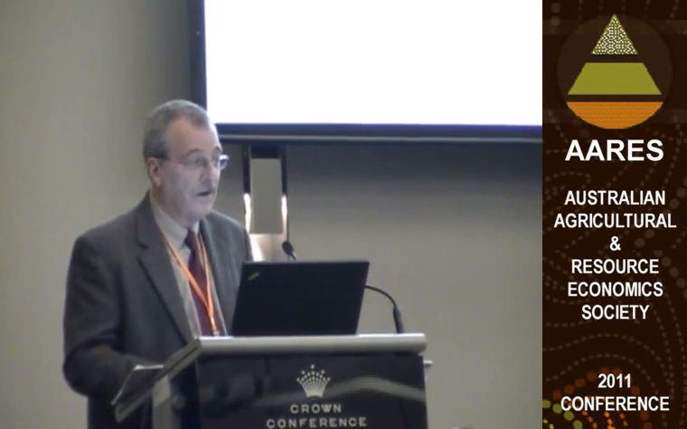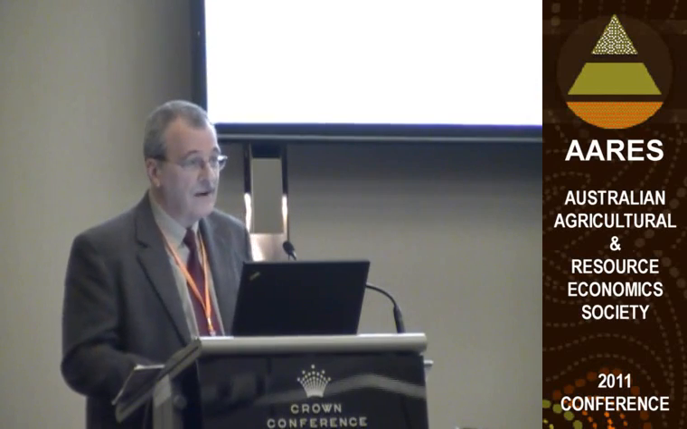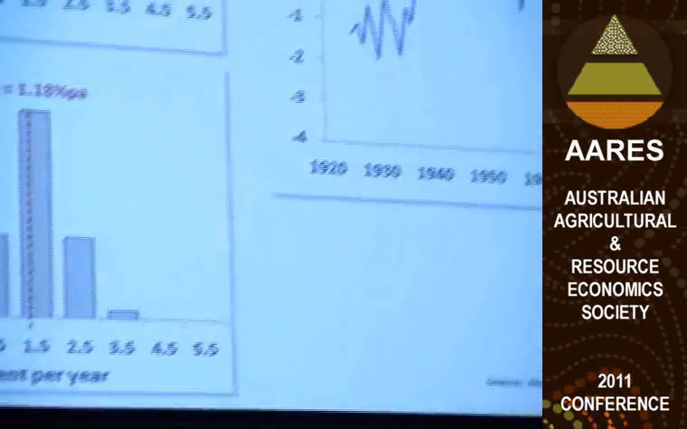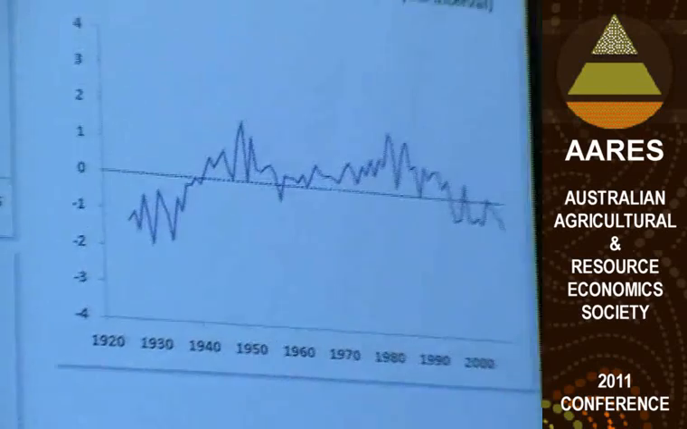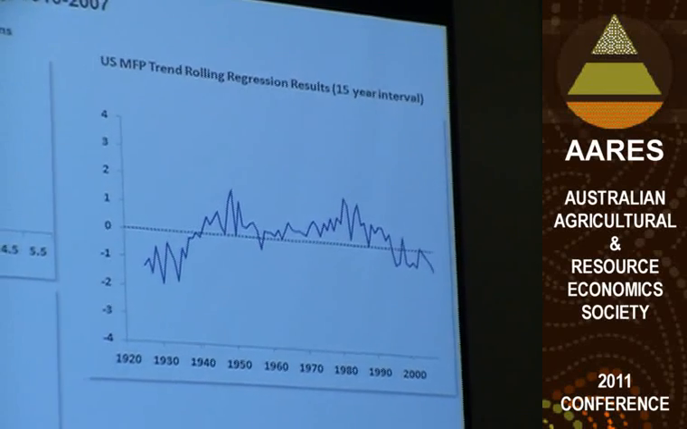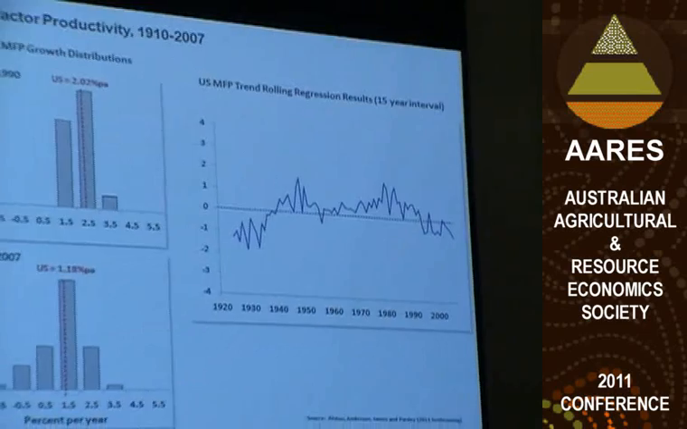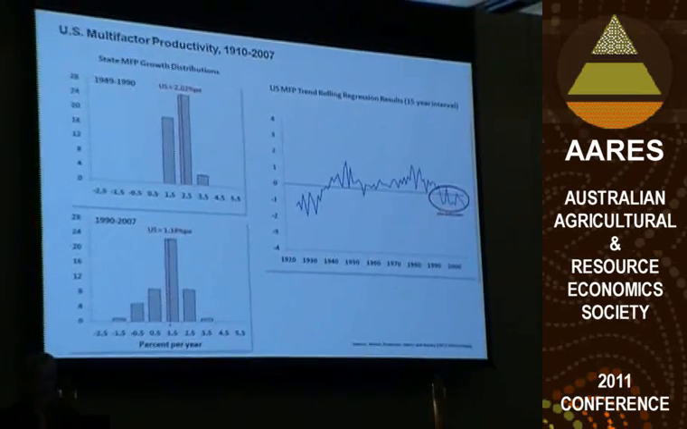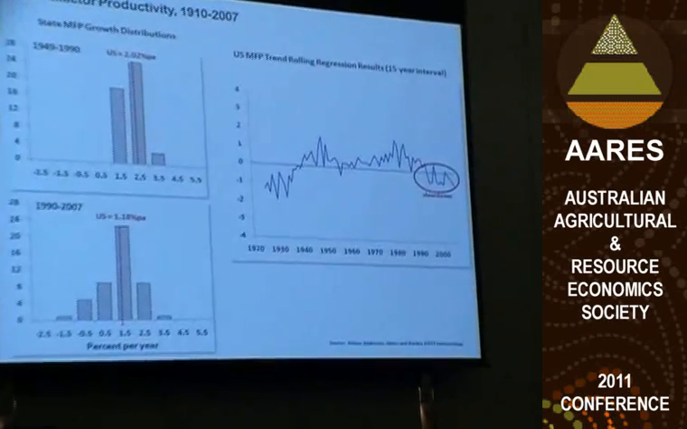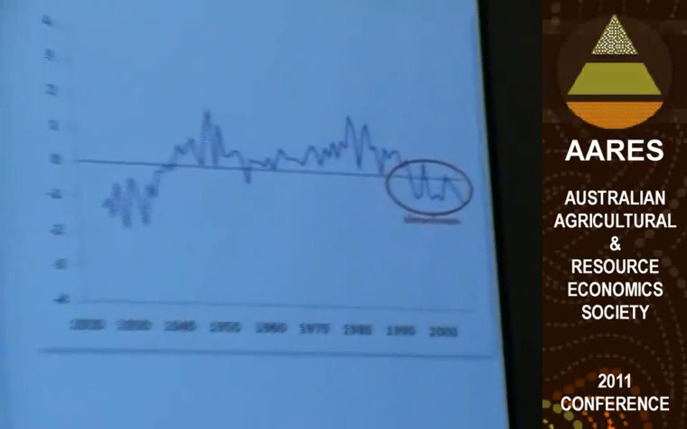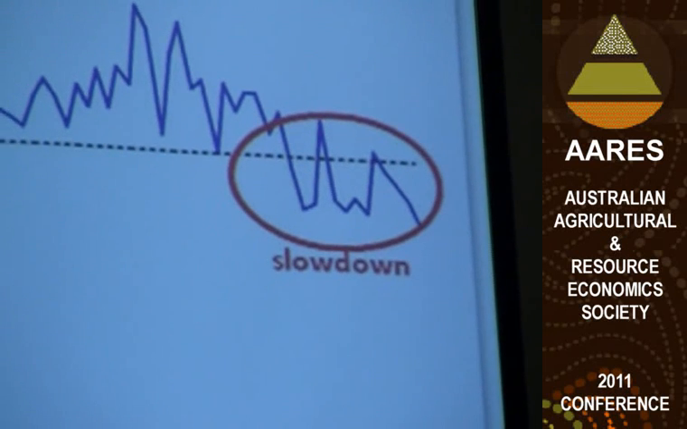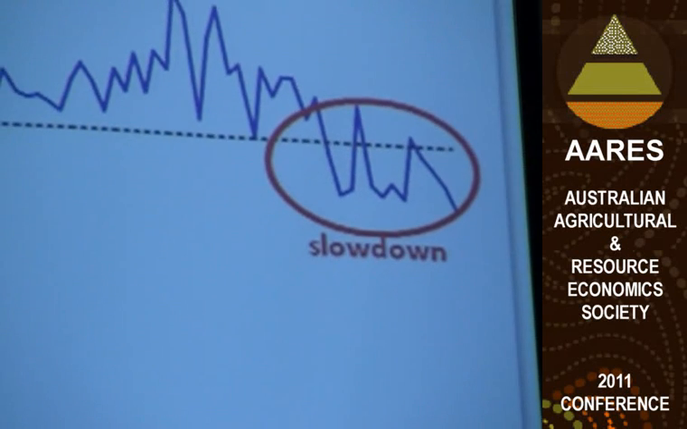So below the dotted line, it's growing at a slower rate of growth in the window vis-a-vis the rest of the sample. If it's above the dotted line, it's growing at a faster rate of growth. Again, we've done multiple versions of statistical tests on this, and we get pretty unequivocal evidence of a slowdown in multi-factor productivity growth in the US in the post-1990 period.